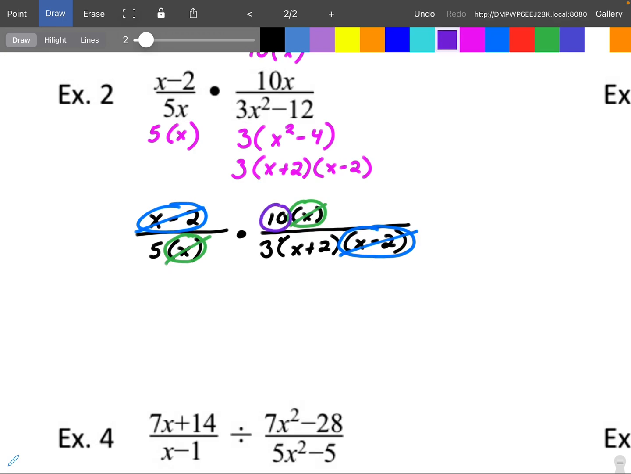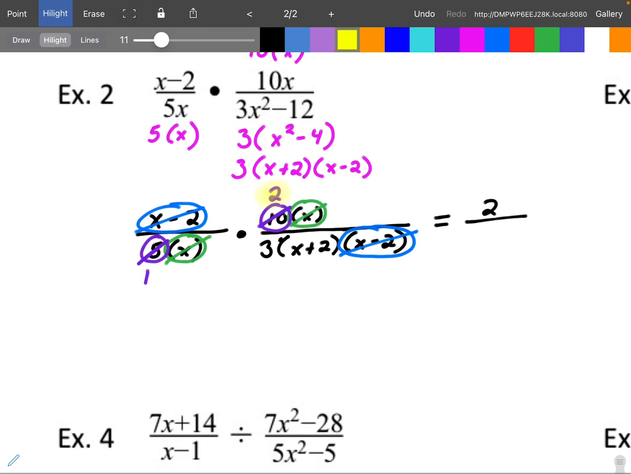Now those are the only things that will straight up cancel. However, I have a 10 and a 5 that will simplify. They don't divide each other out, but they will simplify. They can both be divided by 5. So that 10 divided by 5 gives me 2, and then my 5 divided by 5 gives me 1. So now, my answer, once I'm done simplifying everything, is going to be whatever is left over. So in the numerator, the only thing I have left is that 2. That's it. So that means my numerator is just going to be 2.